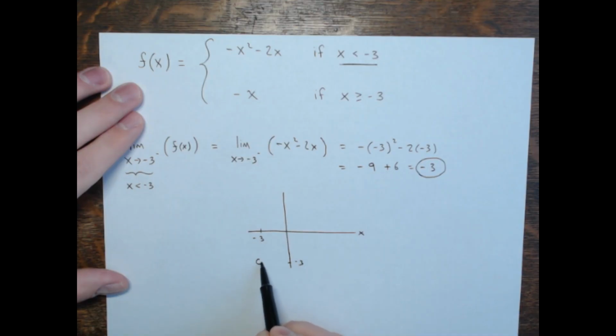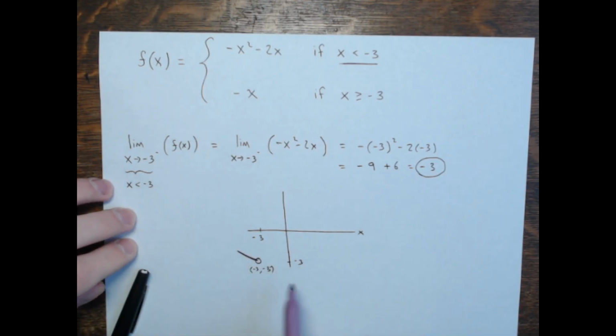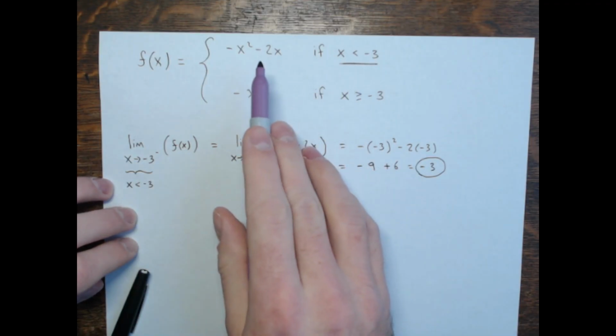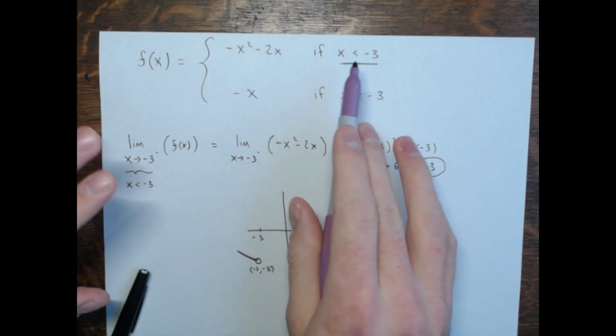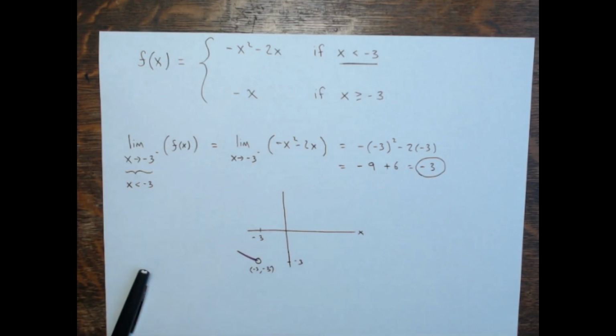we'd be approaching this point here, -3 comma -3, but only on the left side. All right, so something like that, right? But it would be an empty point, right? On this first piece, x is not equal to -3, just less, right? So I'm approaching that location. It doesn't have to be there.